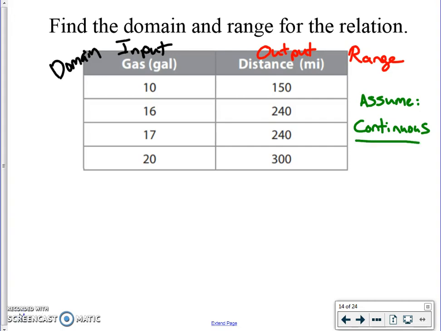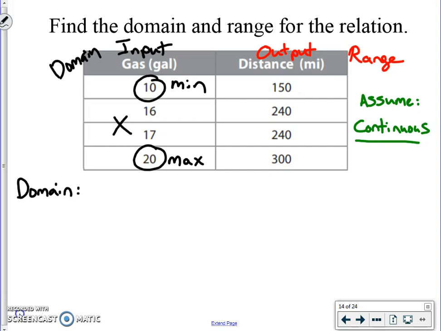So what do we need to do? For our domain, we need to find our minimum value, which is 10. We need to look at the maximum value of the number of gallons of gas, which is 20. And we can write an inequality for our domain. Our inequality is that x can be anywhere in between 10 and 20, and it can also be 10 and 20. So 10 is always going to be less than or equal to x, and x is always going to be less than or equal to 20.